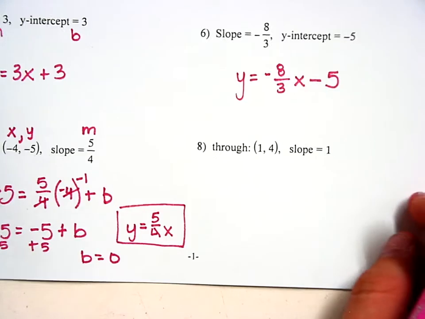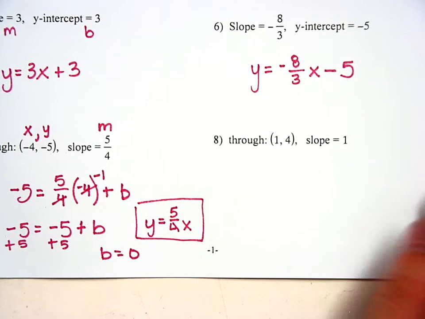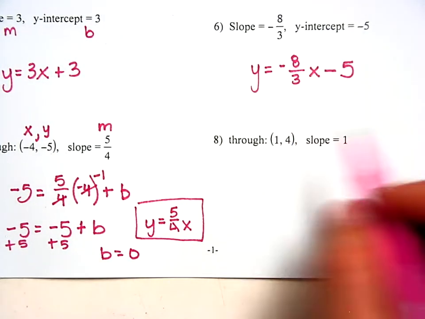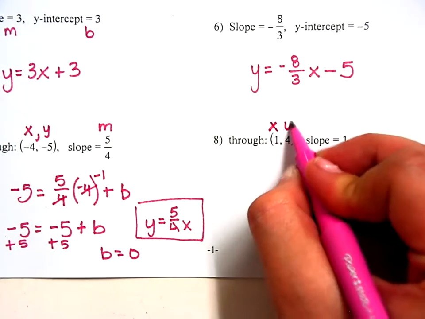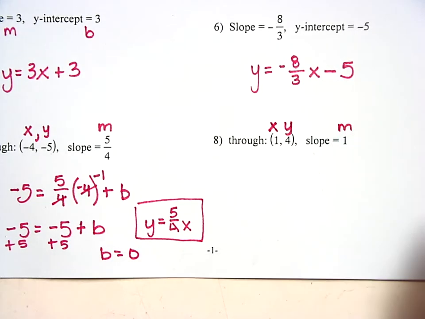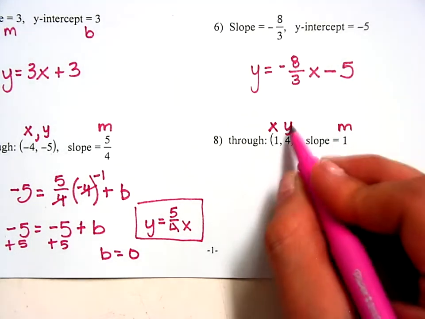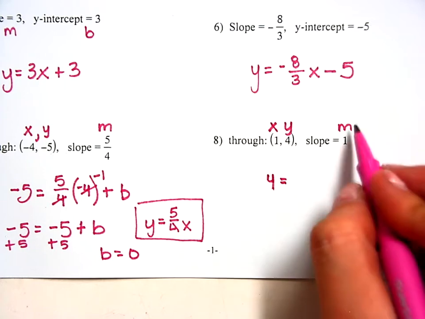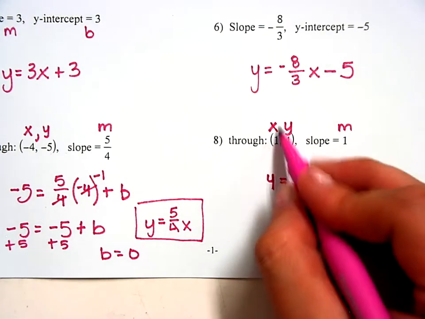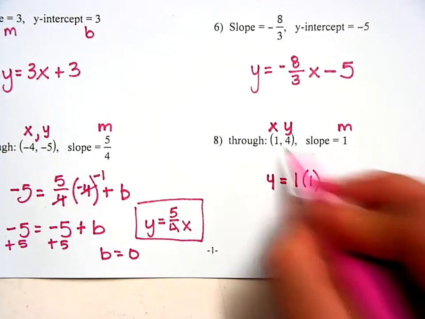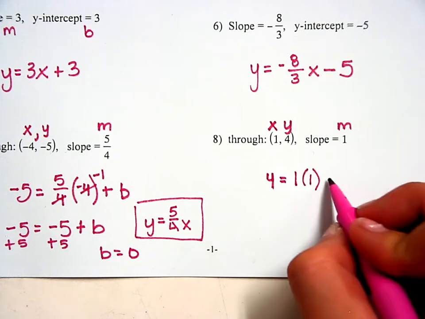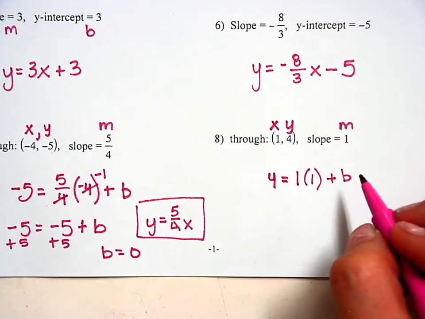All right, so let's try that one more time with this problem next door. We're now going through the point 1, 4. So again, this is my x, my y, and this is my m value. So let's substitute these into our equation. My y value, 4, equals slope 1 times x, which is 1 in this situation, plus b. So again, we're solving for b.